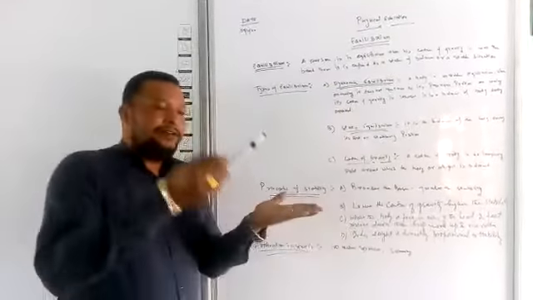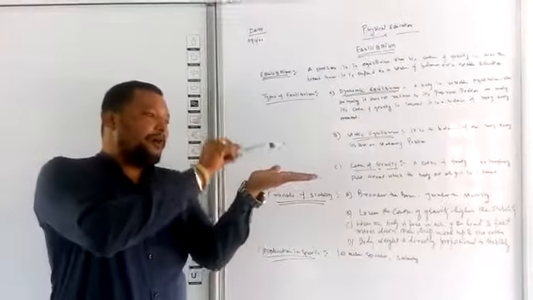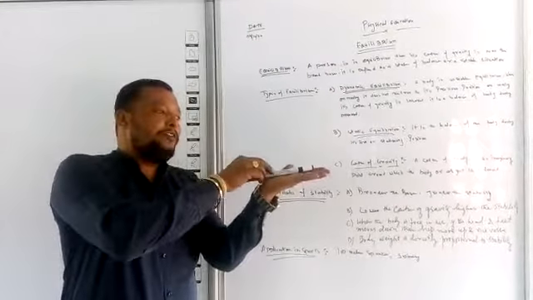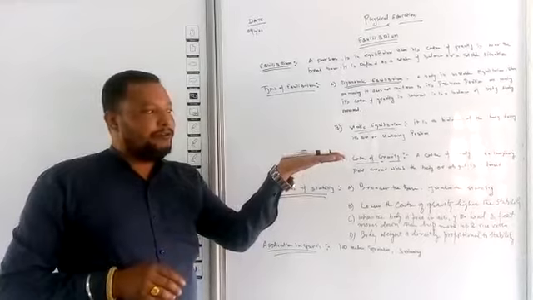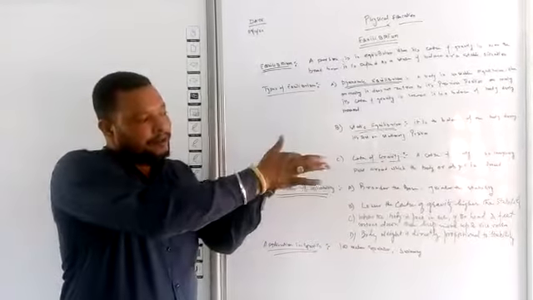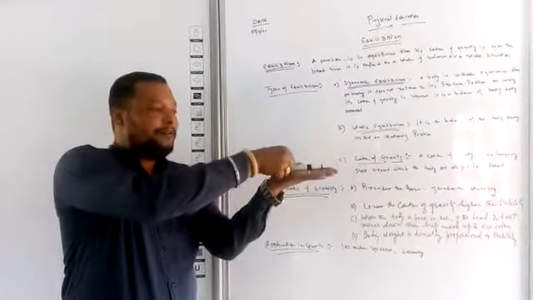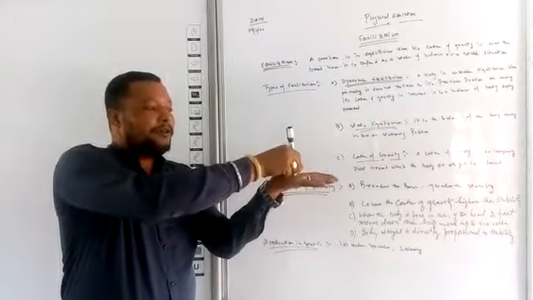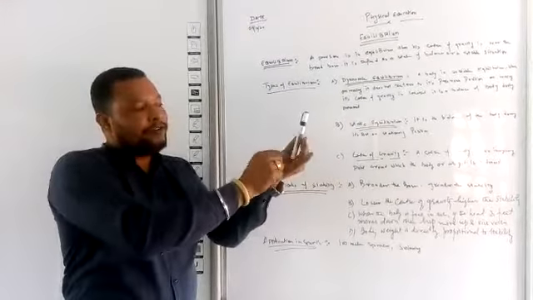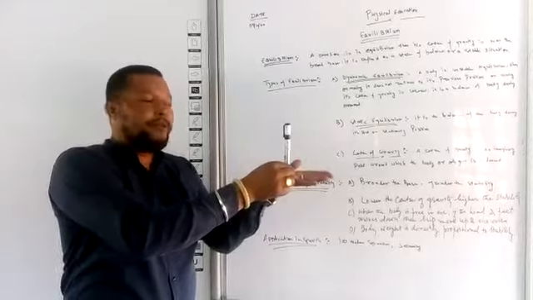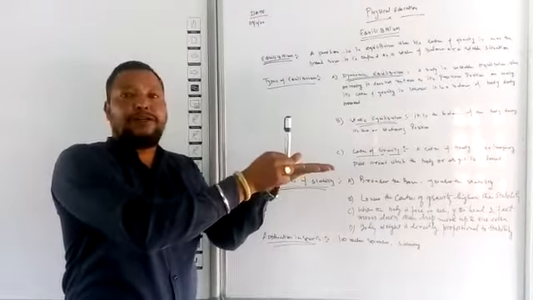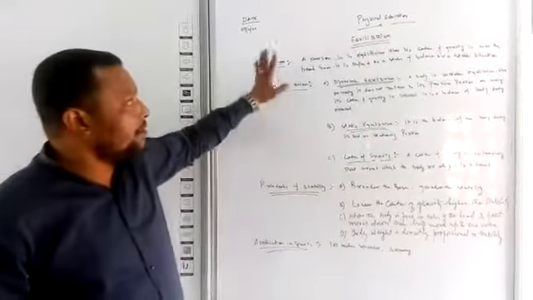For example, this is a marker. If I place this marker on my palm in this particular style, the base is broader, then it will be stable. If I just put the marker in this particular position, the base is lesser, which means there is no stability or equilibrium in this marker. This is the meaning of equilibrium.